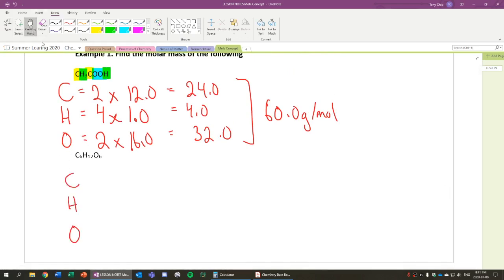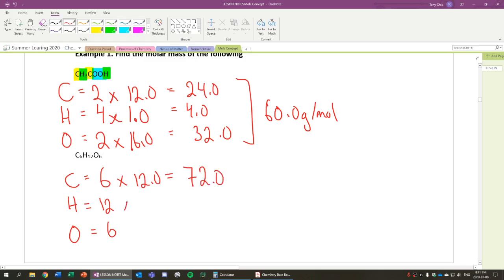So same type of chemical elements used, but the different ratios of them. So how would the mass change this time? Well, we have 6 carbons, 12 hydrogens, and 6 oxygens. We know the molar mass of carbon was initially 12.0. That doesn't change. So our total mass of 6 carbons is 72.0.